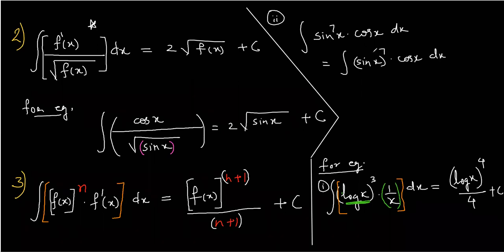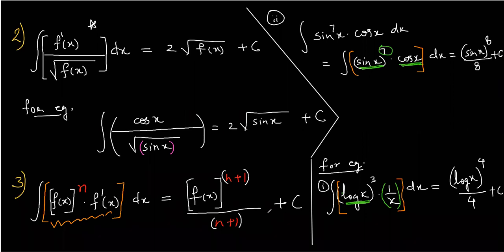So this is f of x raised to n. You can check f of x raised to n into f dash x dx. In the integrand, you notice that integrand is in this form. So the answer here will be sin x raised to 7 plus 1, that is 8, upon 7 plus 1, that is 8, plus c. This is the final answer.